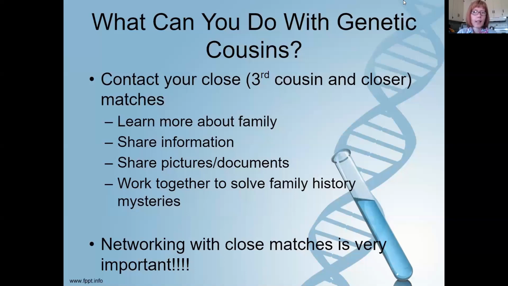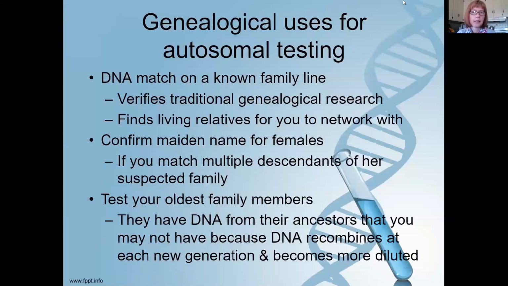A DNA match on a known family line is great because then you know that your genealogical research was correct if you're matching with the correct cousins on different lines. You can confirm a maiden name for a female if you start getting a lot of matches to people of that surname that you thought was probably her surname, her maiden name.